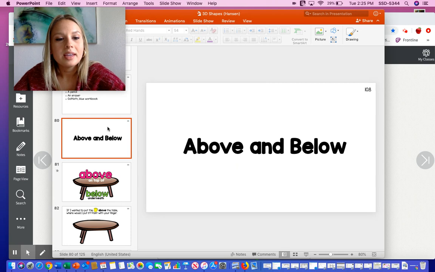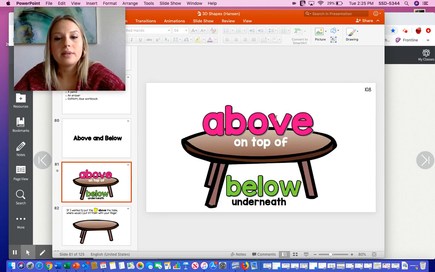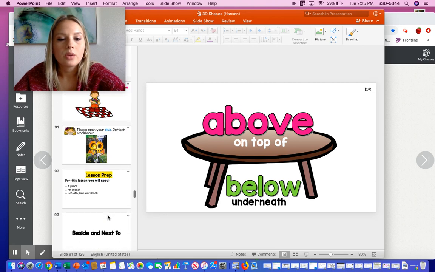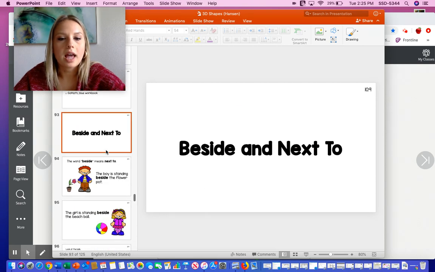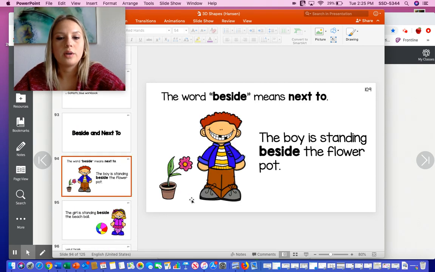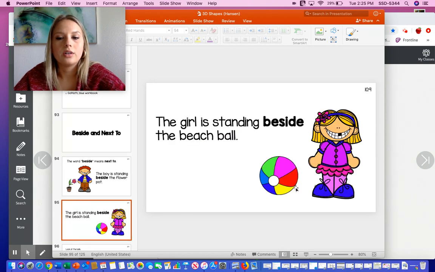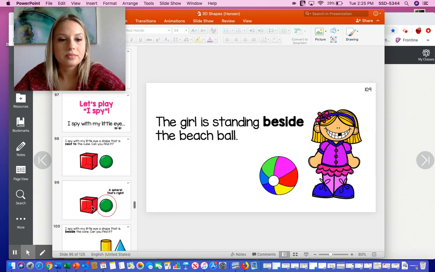Anyways, we talked about the words above and below. We know above means on top and below means underneath. We also learned about the words beside and next to. So the boy is beside the plant. The girl is next to the ball.